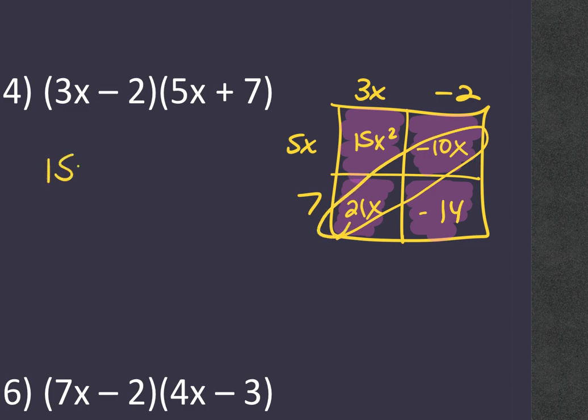So the 15x squared goes first. Positive 21 minus 10 would be a positive 11x, and then minus 14.